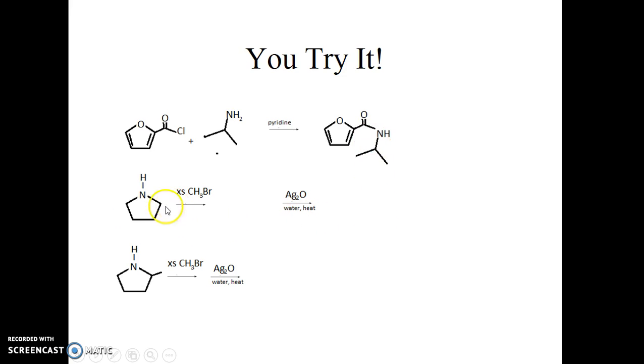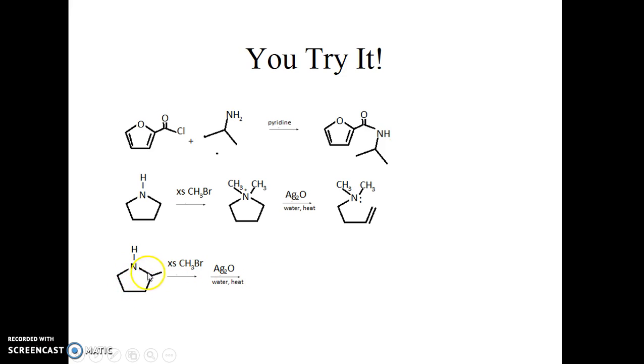In the second reaction, if we treat this amine with excess methyl bromide, we end up getting the alkyl ammonium salt. This alkyl ammonium salt, now treated with silver oxide, we will get elimination. So elimination will occur right here. And we get this alkene.